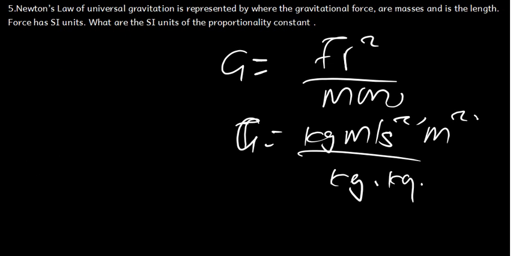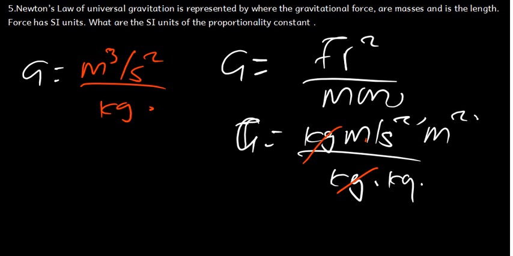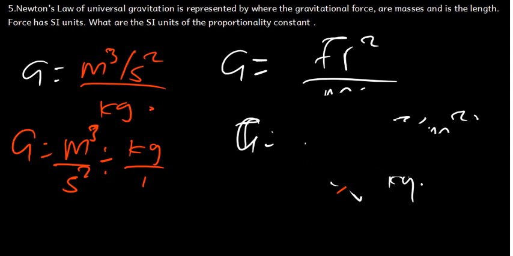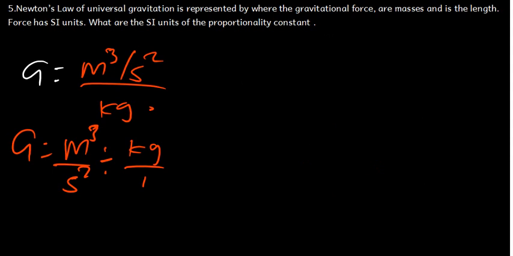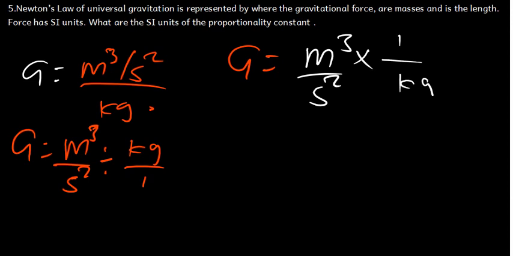So G is going to be equal to, we can cancel one kg there. This kg and this one will go, so we're going to remain with 1 kg. Meters and meters give us m to the power 3. So G is going to be equal to m to the power 3 divided by s squared, times 1 over kg. So G equals m to the power 3, everything divided by s to the power 2 and kg.